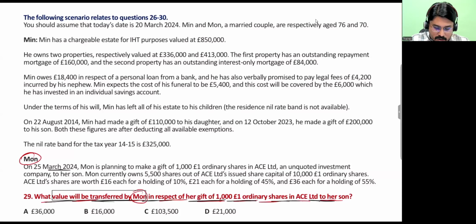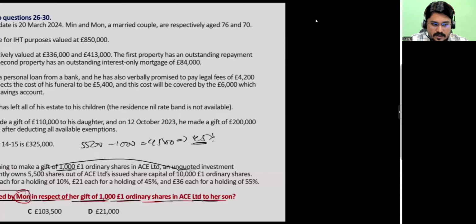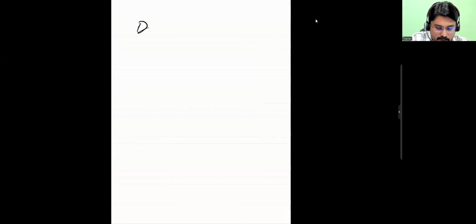On 25th March 24, Mon is planning to make a gift of shares in an unquoted company. Before the gift, she has a holding of 55%. If from 5,500 she transfers 1,000 shares, then the remaining shares will be 4,500, and that will represent 45% shareholding of the company. This concept is basically diminution in wealth. Any asset's value for IHT purposes is checked according to this concept: diminution in wealth or reduction in estate.